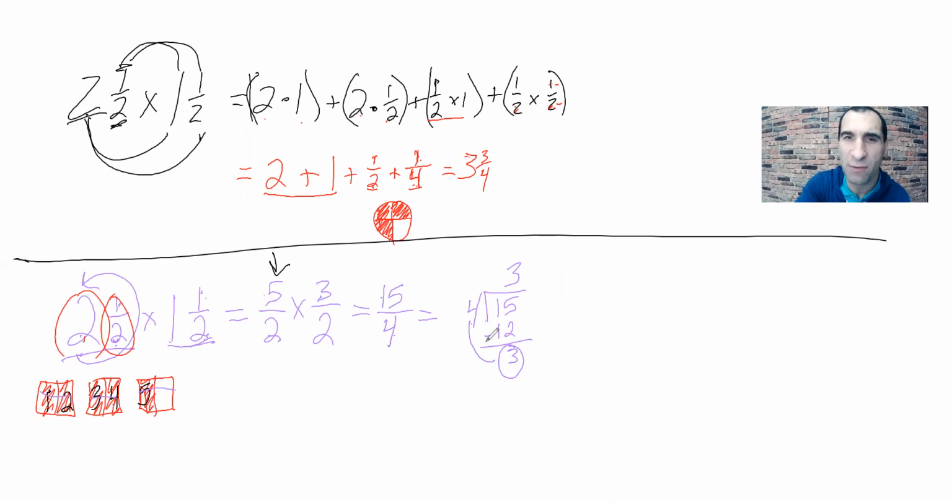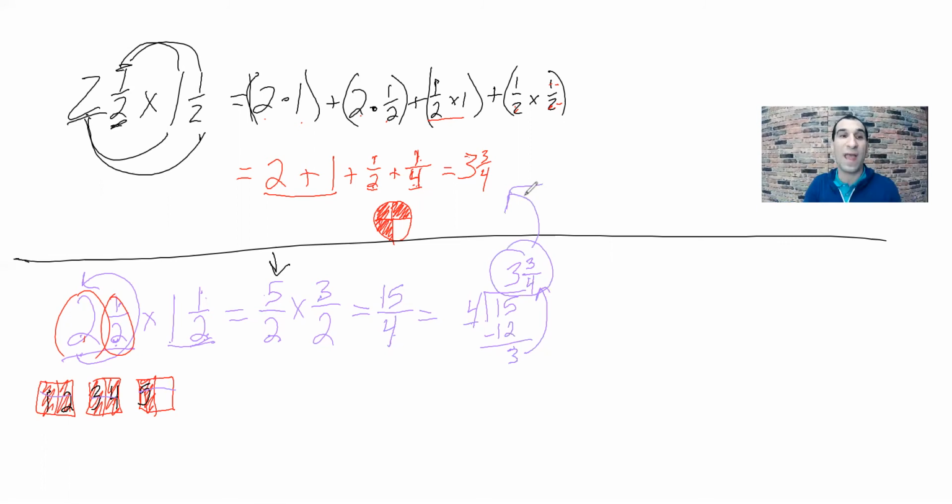Well, 4 doesn't go into 3, so this remainder becomes the numerator of my fraction, and then my denominator is the divisor. So that's going to be 3 and 3/4. And look, that's exactly what I got up here. So I just wanted to show you 2 more ways that you can multiply mixed numbers and fractions together.